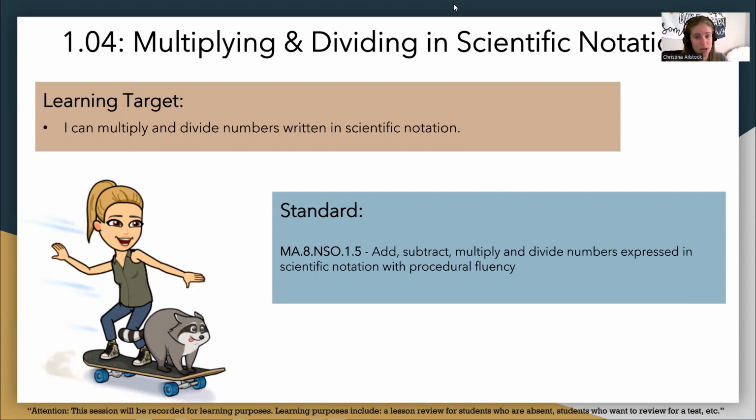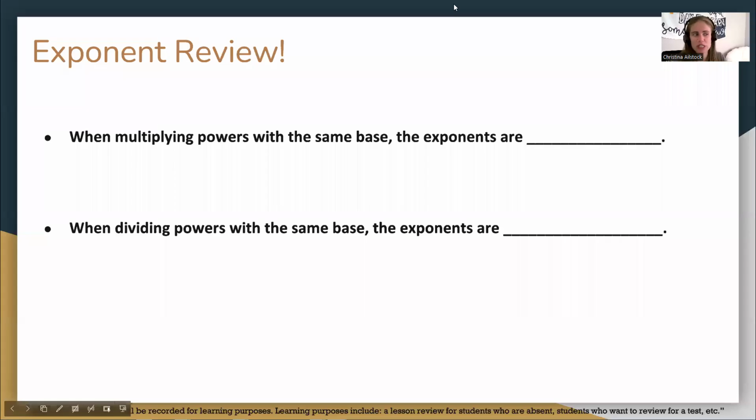And of course, if you end the lesson and activity with questions, make sure you attend a help session or send your teacher an email. But first, let's do a little exponent review.